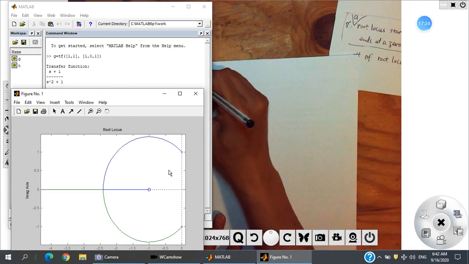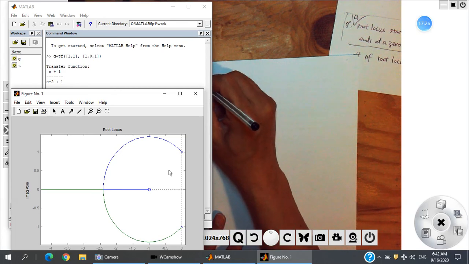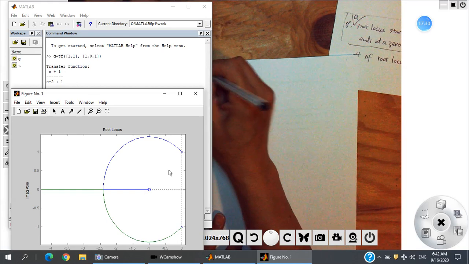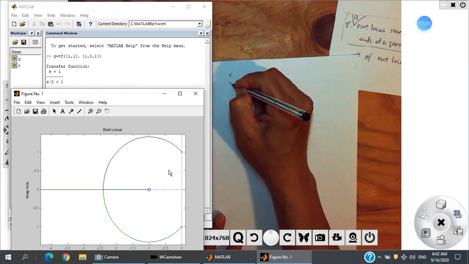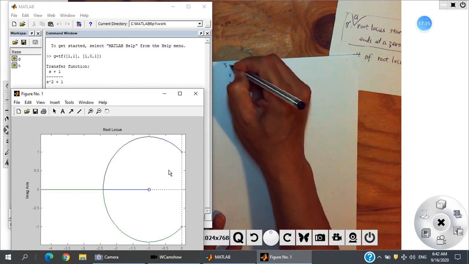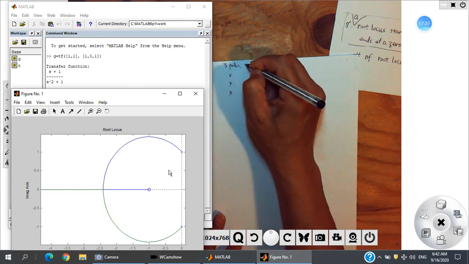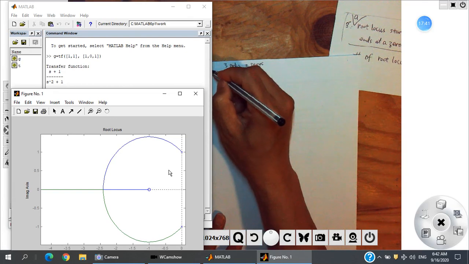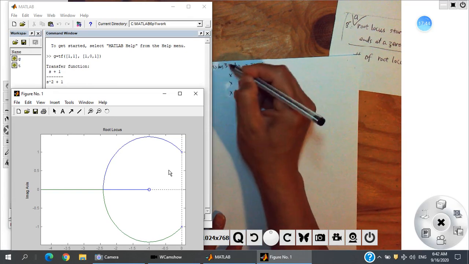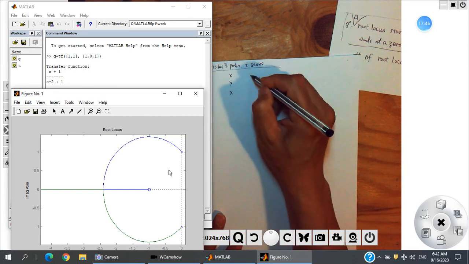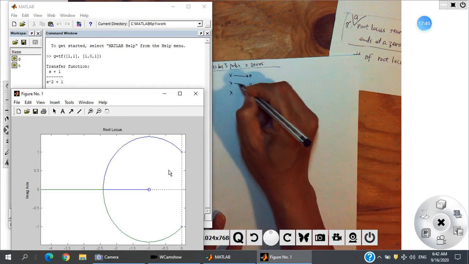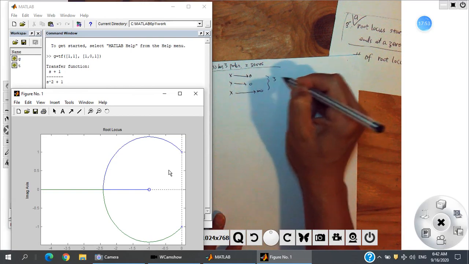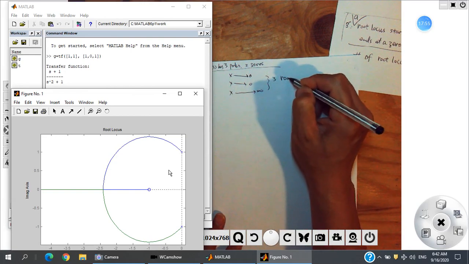I like this one. You have, for example, 3 poles, 2 zeros. If G has 3 poles and 2 zeros, then we have 3 root locus branches.